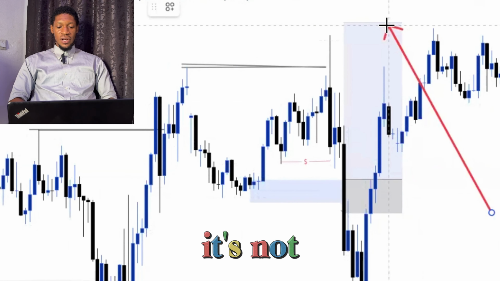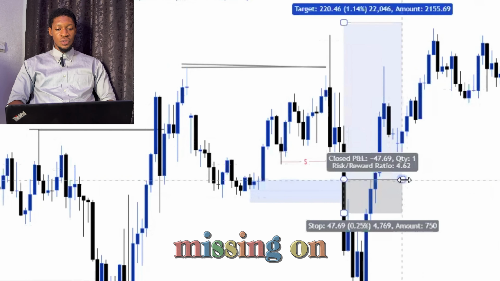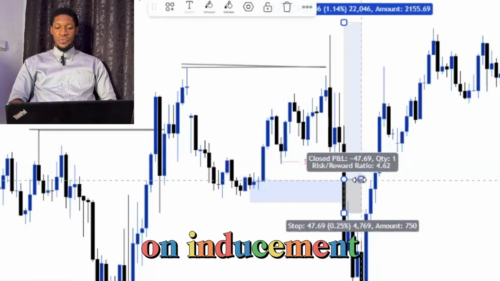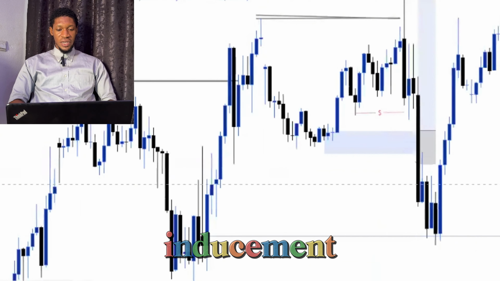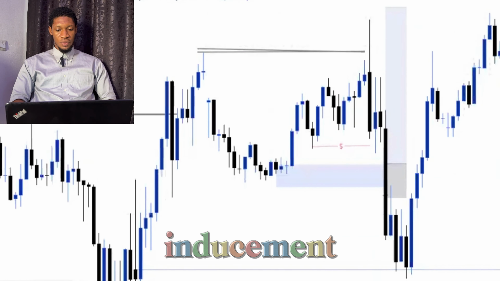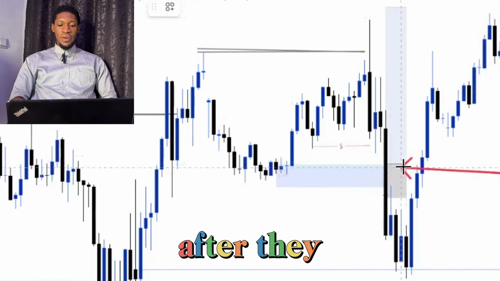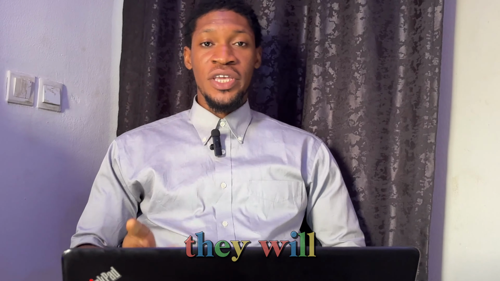Okay, it's not like they are not, but they are missing out on inducement. So this is the point of inducement. This side that they are buying is a point of inducement, this region. So now after they place their buy around here, where do you think they will keep their stop loss?